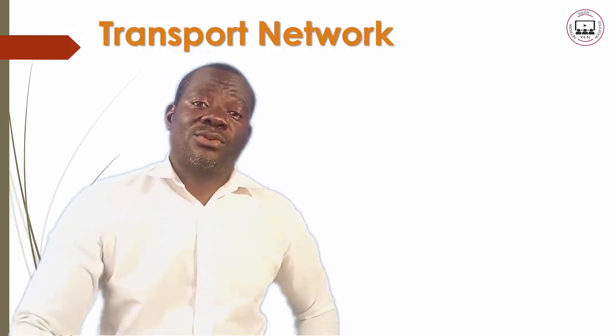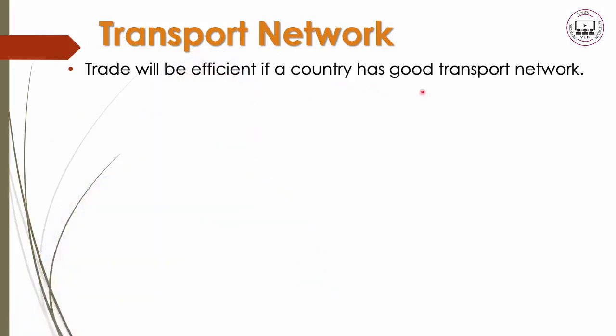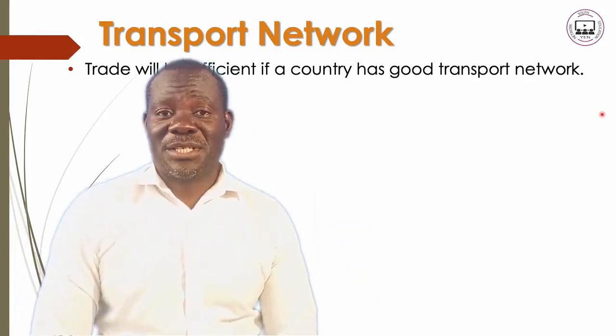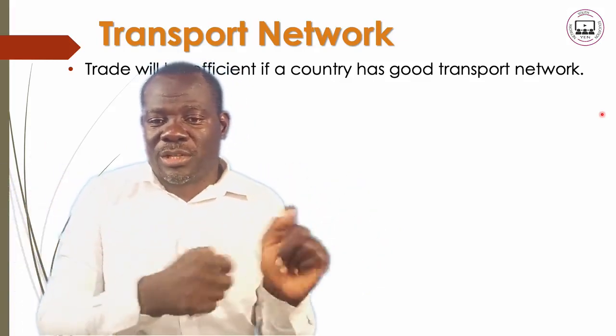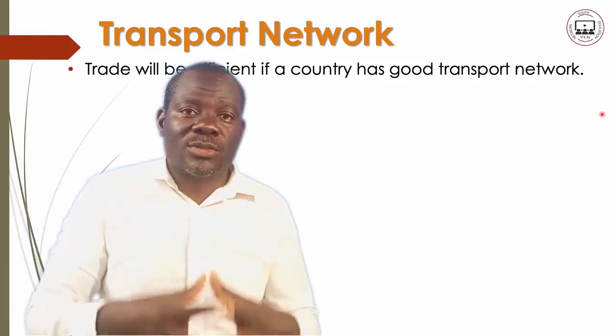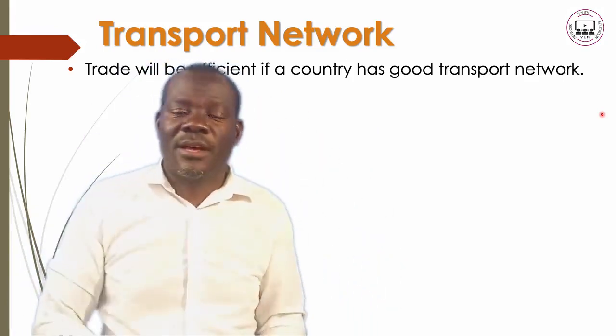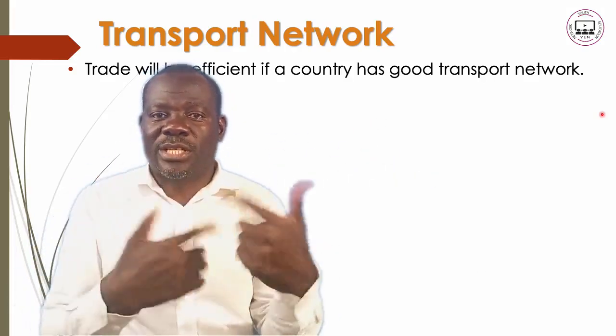Transport network is also another determining factor. Trade will be efficient if a country has a good transport network, a good road network. Like in our country, Malawi, in many rural areas, they are not connected to the road network. As a result, those rural areas, which are the best producers of certain commodities needed elsewhere, have no trade taking place due to roads.